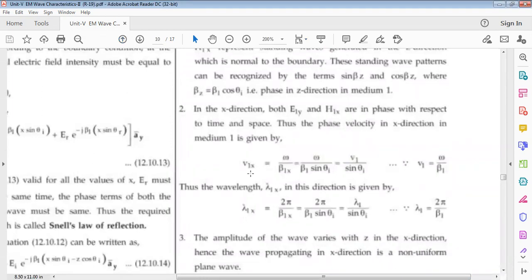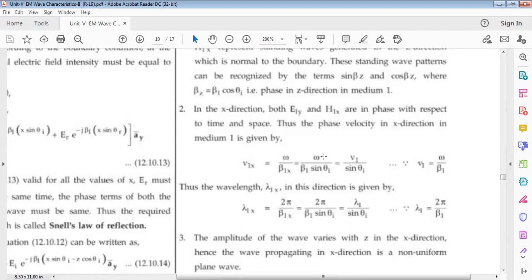See, in the previous classes, we derived the expression. Here, V1x is equal to V1 by sine theta I. In the x direction, both E and H are in phase with respect to time and space. The phase velocity in the x direction in medium 1 is given by V is equal to omega by beta, that is, omega by beta 1 sine theta I.